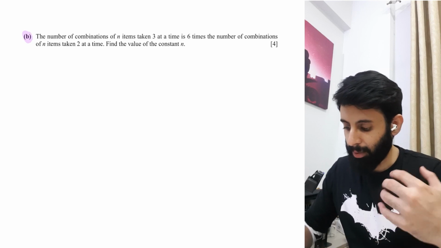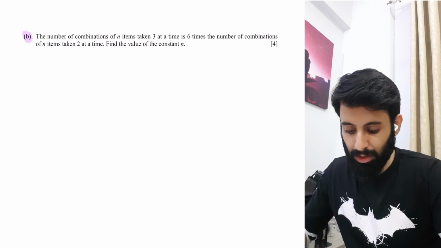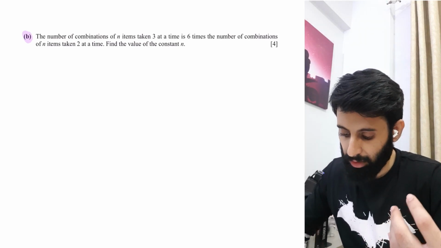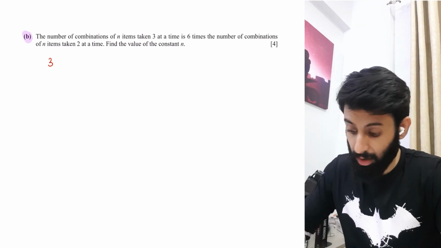Okay, now we're doing part B, which says the number of combinations of n items taken 3 at a time is 6 times the number of combinations of n items taken 2 at a time. Okay, so n items taken 3 at a time basically means nC3.